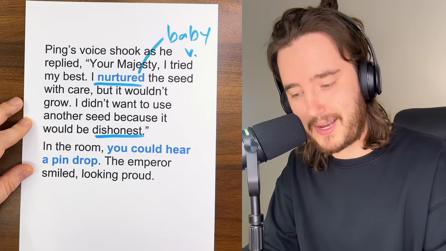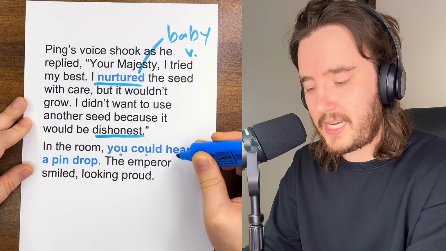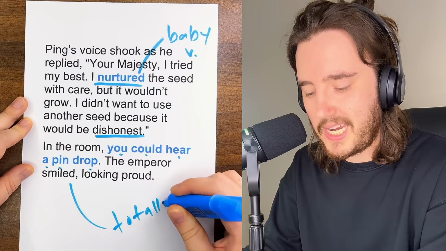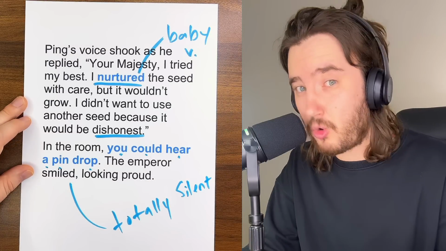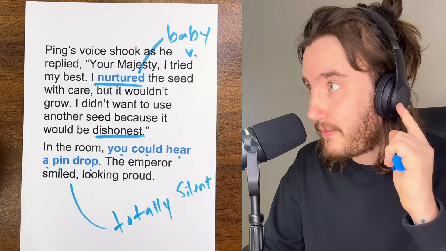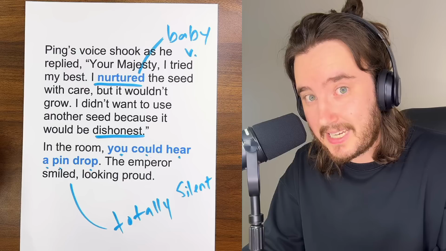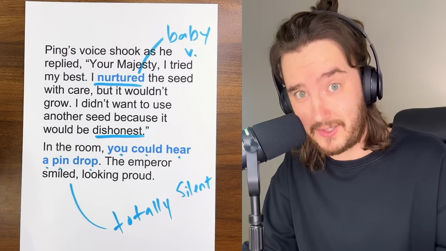The emperor smiled, looking proud. Love this expression. You could hear a pin drop. That means it was totally silent. It was completely quiet. It was so quiet, in fact, that if somebody was to drop a tiny little pin, dink, you would be able to hear it. That's how quiet it was.